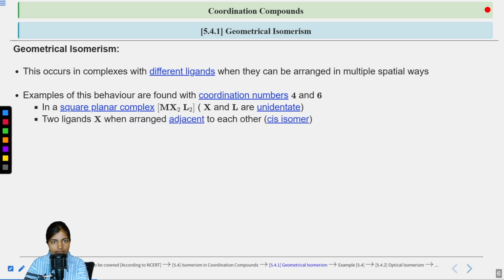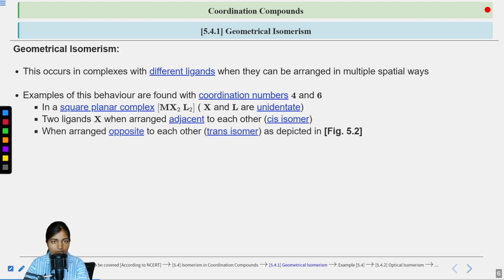Two ligands of X, when arranged adjacent to each other, will form the cis isomer. In this square planar complex of MX2L2 type, if you arrange the two ligands of X in an adjacent manner, like one X is adjacent to another X in the square planar geometry of the complex, then that structure is the cis isomer of this complex.